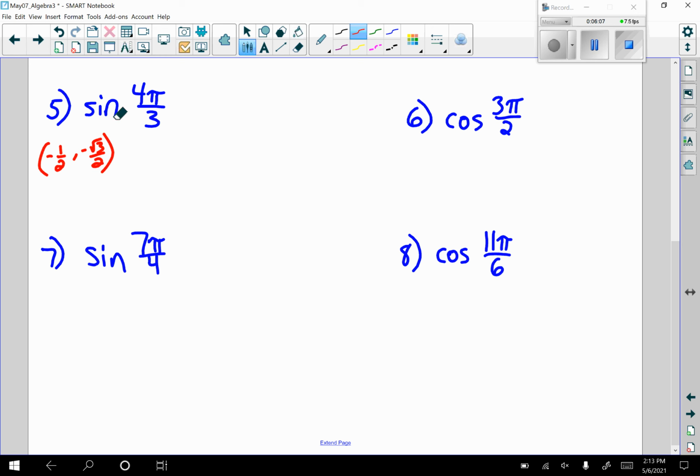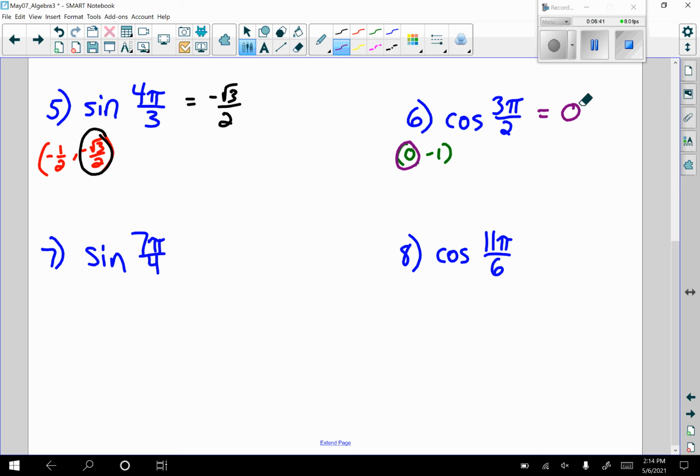So we're down there at 240 degrees. Sine is the second number, so we want negative radical 3 over 2. Next is cosine of 3 pi over 2. The pi over 2s are pretty nice. They only show up at the poles, like the north and south pole. 3 pi over 2 is down there at 270 degrees. So that's the ordered pair 0, -1. Cosine is the first number here, so that's going to give us 0.